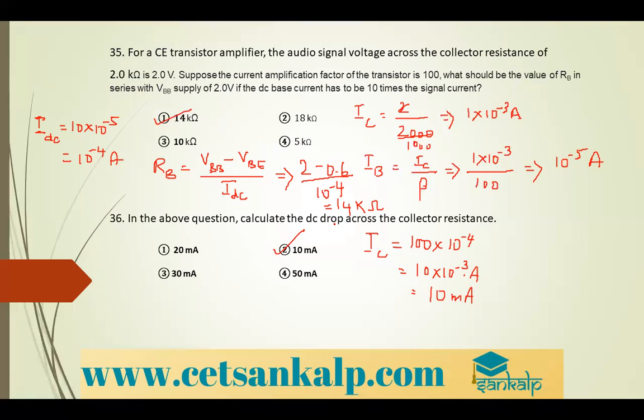So DC. You know that the VBE is 0.6. So by assumption, you have to write VBE is 0.6 volt.